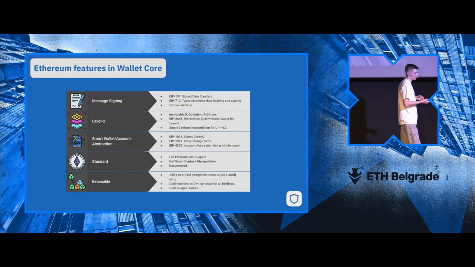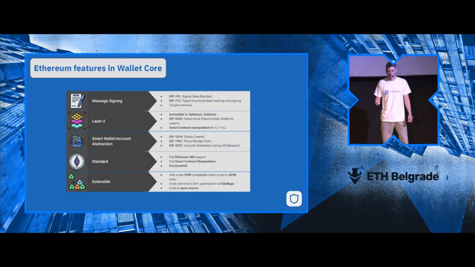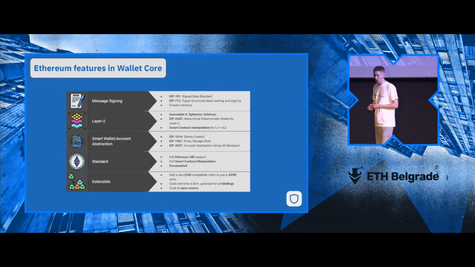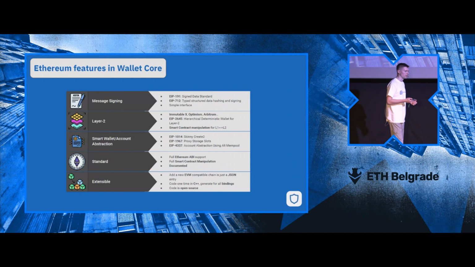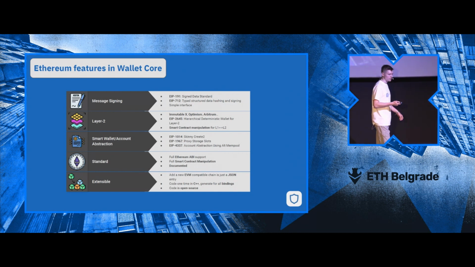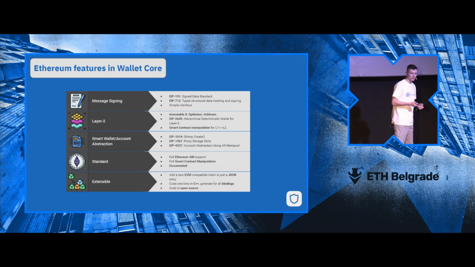The next feature is smart wallet and account abstraction, so EIP 4337 using Alt mempool. And all of these features are possible because of the full Ethereum ABI support. It's well documented and easy to integrate to the user app. Last but not least, Wallet Core is highly extensible, so adding a new EVM-compatible chain looks like adding a new JSON entry to the registry file. I'm going to show you, but before that, one more example.